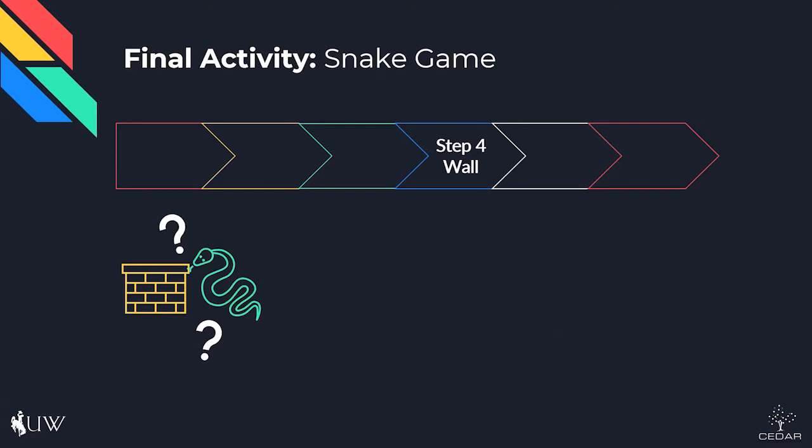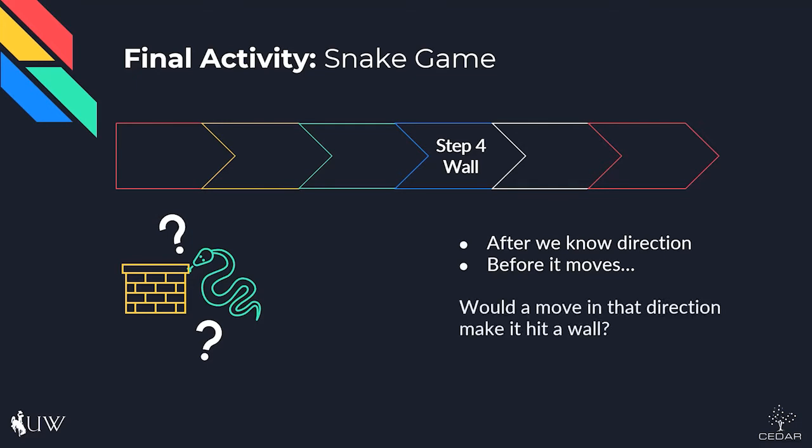Instead, after we know which direction the snake is facing, but before it tries to move, we need to check if a move in that direction would make the snake hit the wall. If you're already thinking we need another if-else-if block, then you're definitely right.